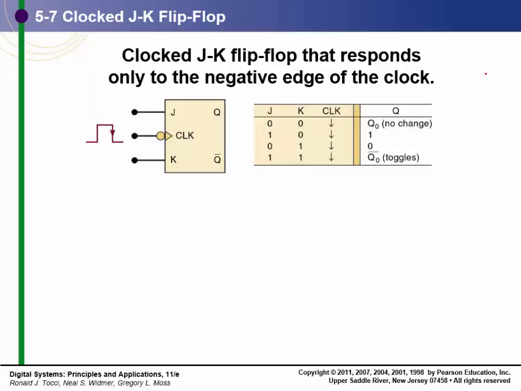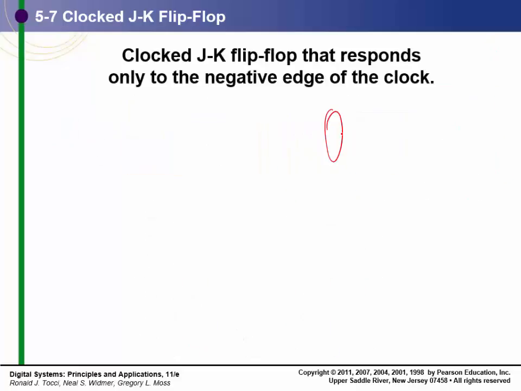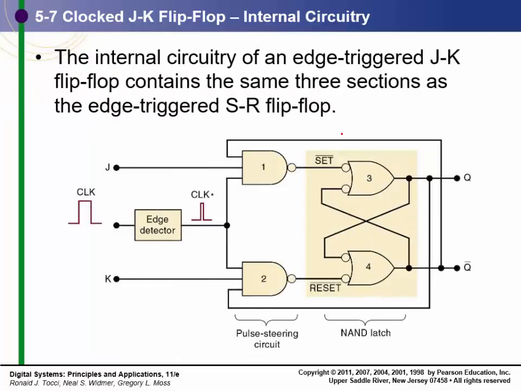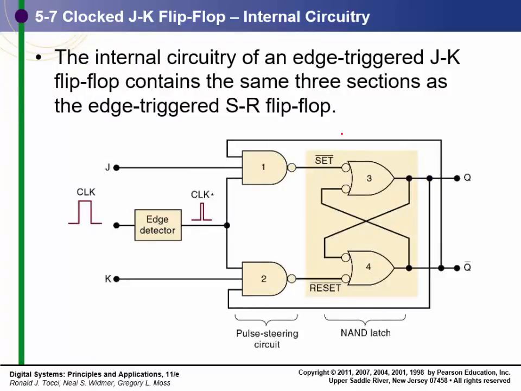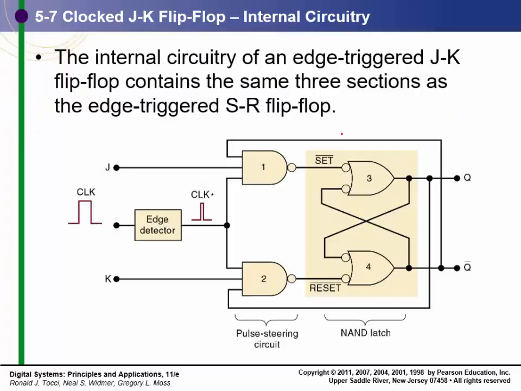The clock that reflects, again, is the same thing. Nothing changes here except that this is going down, while this truth table shows it going up. And again, with the D flip-flop, I'm not worried about the internal circuitry.